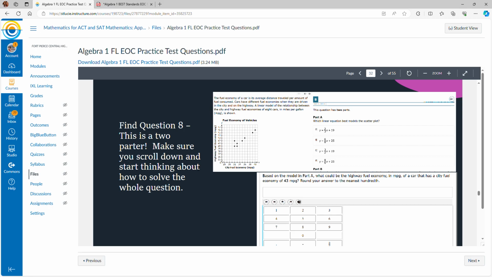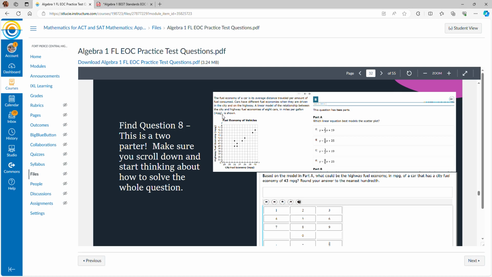And then moving on to question 8. This is a 2-part question. Make sure you scroll down and start thinking about how to solve the whole question. The fuel economy of a car is its average distance traveled per amount of fuel consumed. Cars have different fuel economies when they are driven in the city and on the highway. A linear model of the relationship between the city and highway fuel economies of 8 cars in miles per gallon is shown.